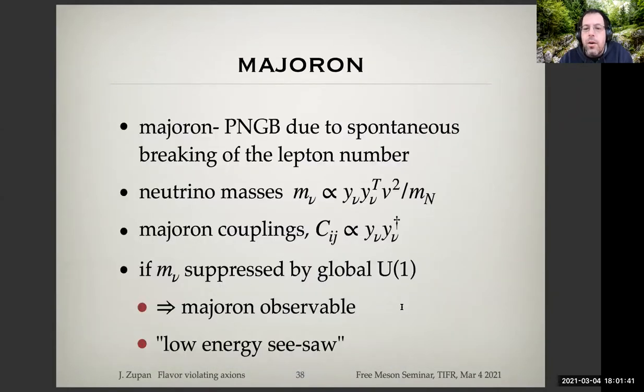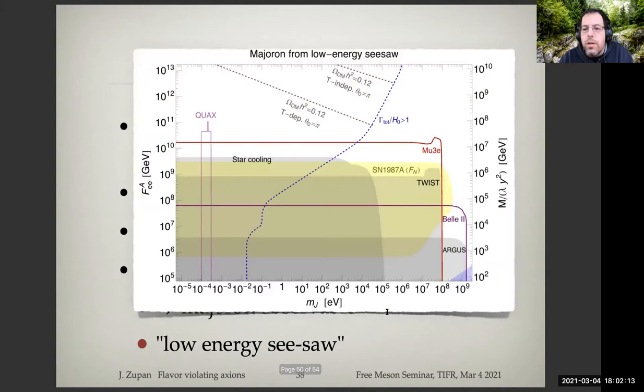And then finally, the Majoron, where the PNGB has nothing to do with the axion, nothing to do with the strong CP problem. It's just a PNGB due to spontaneously broken lepton number. If you do this in low energy seesaw type models, then you can have large enough couplings to leptons that you could be observing a Majoron in the transitions. This would be, for instance, mu to 3e, versus all the other constraints that are present.